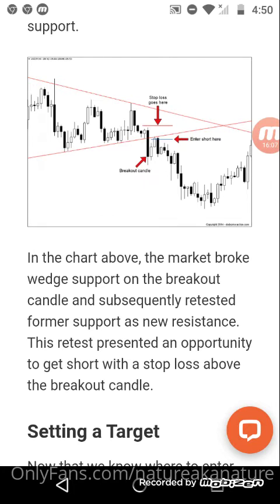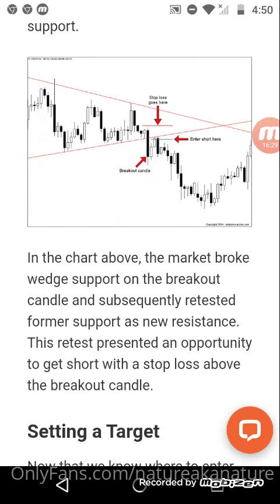Once that retest happens, once it retests that support level, it presents an opportunity for you to get in for a short position, or for a sell position. Short means sell. It gives you that opportunity to get in for a sell position. You put your stop loss above the breakout candle, okay, and you're good. We're in the trade. So, setting up a target.